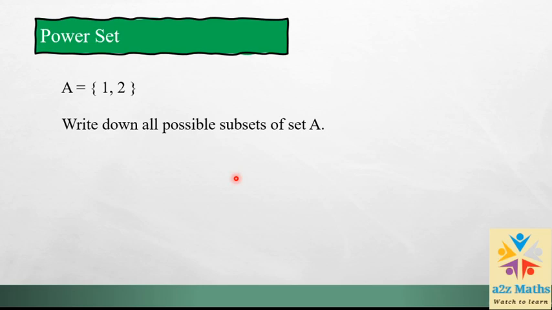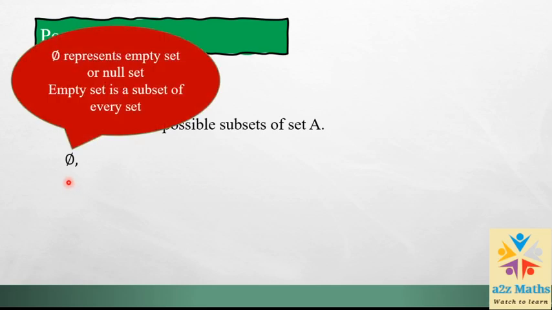Now the last topic for today's lesson is the power set. Before writing down a power set, we need to write down all the possible subsets of the given collection, here A. The first thing, as I told you, is that the empty set is a subset of every set. So first we use this symbol. This symbol represents the empty set or null set.